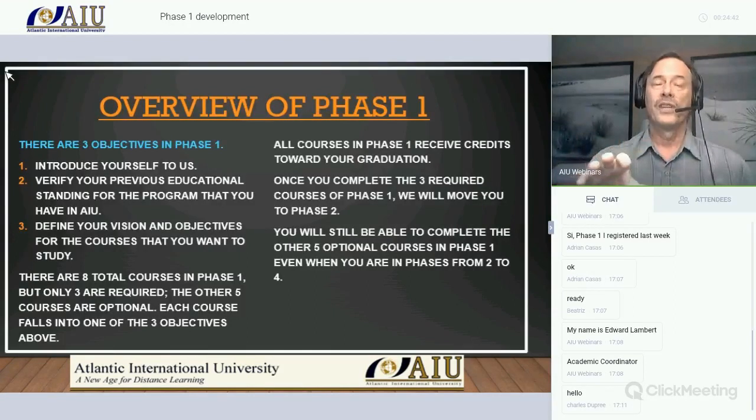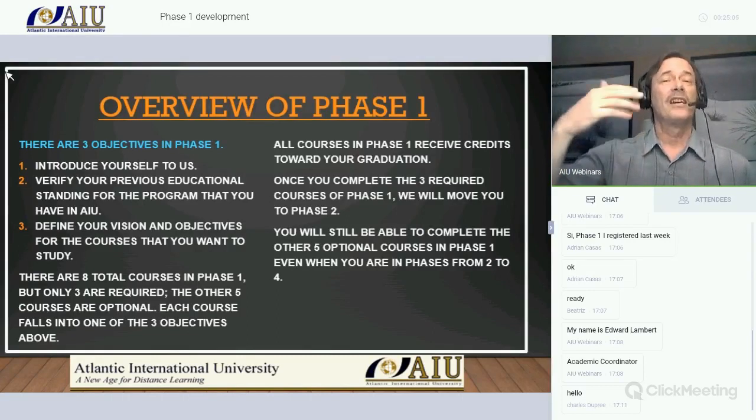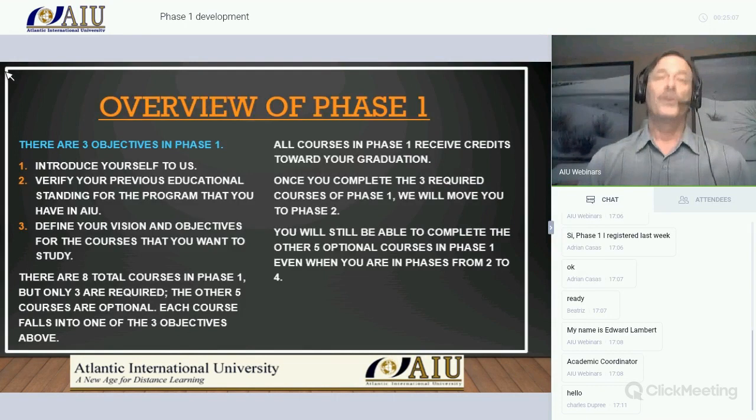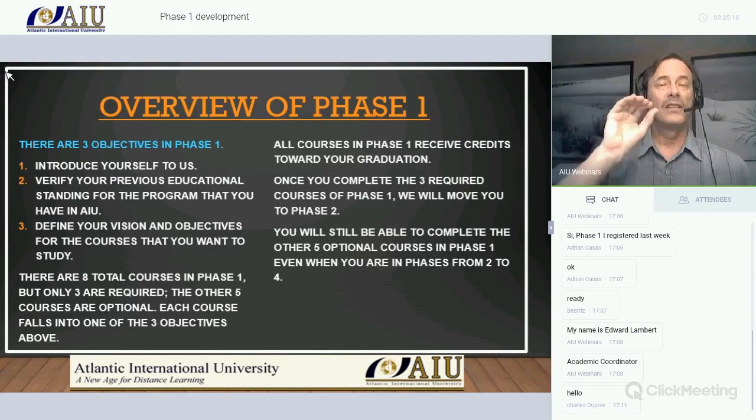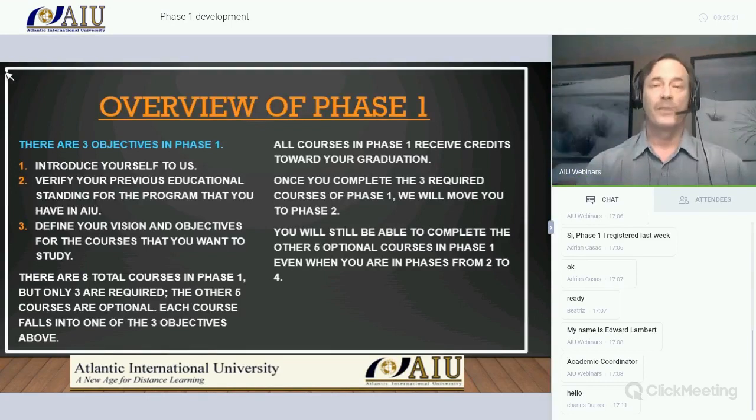The portfolio course will verify your previous educational standing. And something like the philosophy education course, or the integration chart, or the questionnaire, are optional in phase 1. Those help you define your vision and help us get a better idea of what you want to learn. Okay, so all courses in phase 1 receive credits towards your graduation. Keep in mind that the courses receive grades and credits, and they will show up on your transcript.